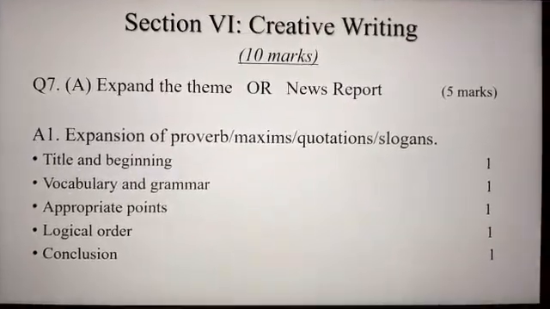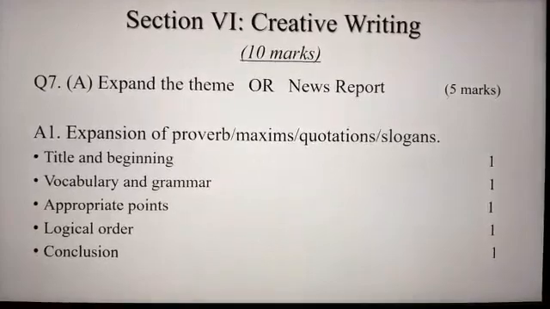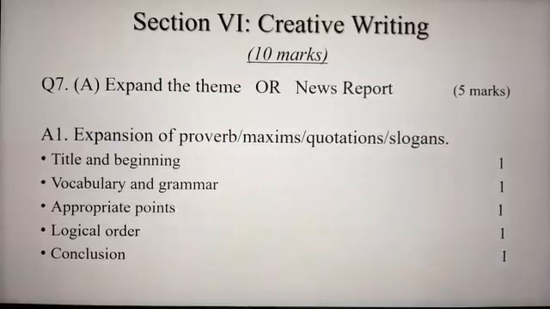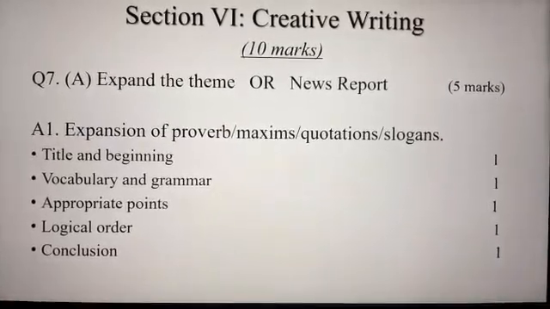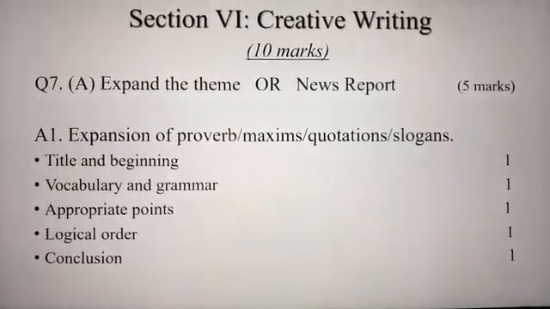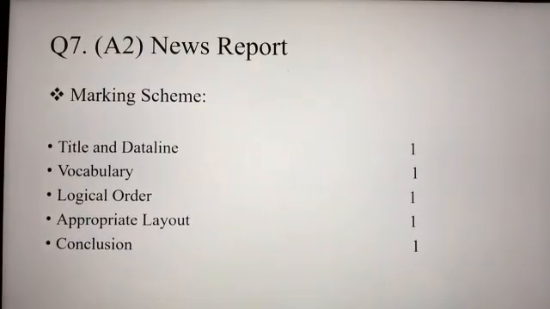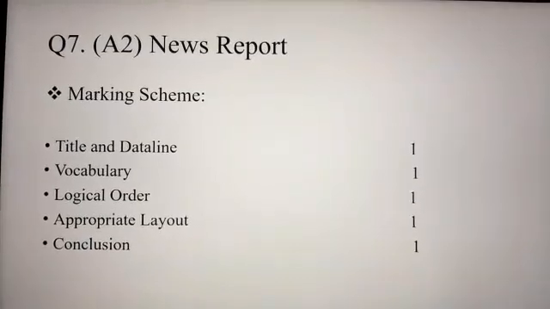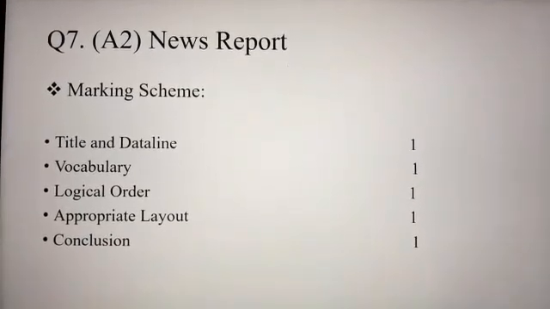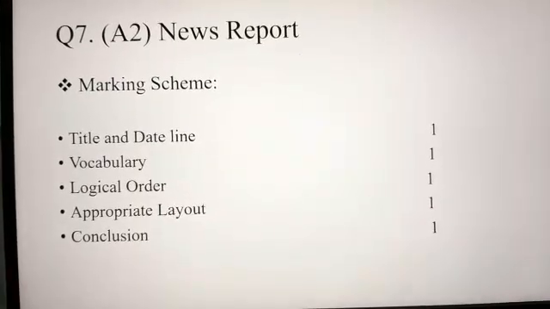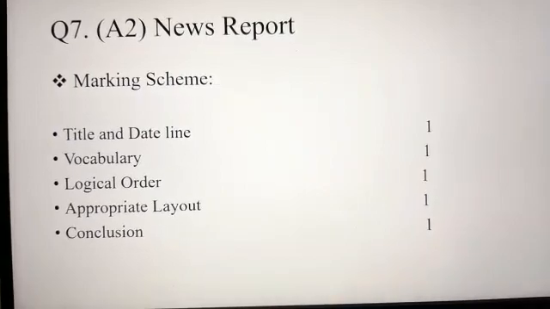Next, section 6 is creative writing. Under this you have expand the theme or news report of 5 marks. Under expansion of proverb, maxims, quotations, this is the marking scheme given in the slide. Next you have news report. The marking scheme is: title and date line 1 mark, vocabulary 1 mark, logical order, appropriate layout and conclusion carry 1 mark. Take a look at the marking scheme of news report once again.